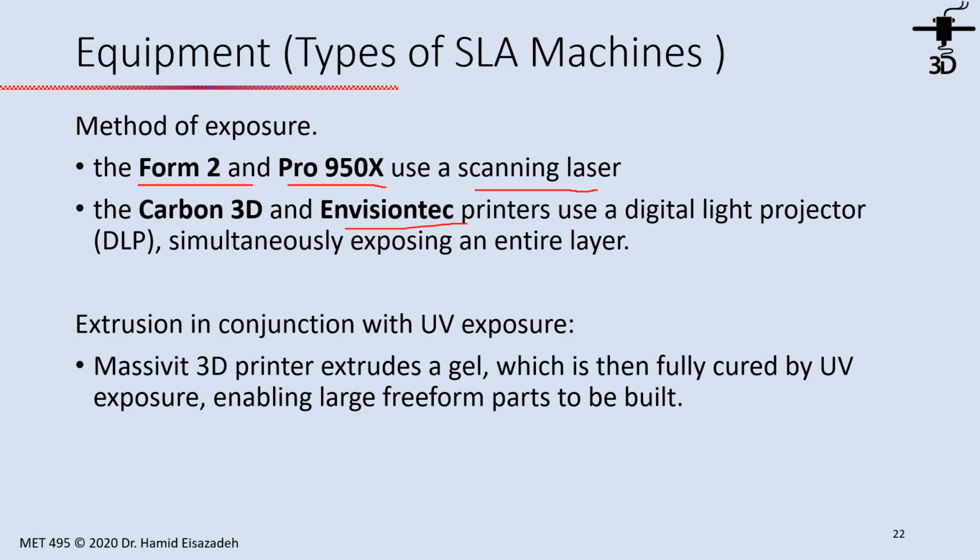And then we have extrusion process in combination with the UV exposure, and the company name was Massive, which is based in Israel. Their system extrudes the gel or the photopolymer, and then it is fully cured by the light. One of the important features of this machine is that it can make large parts.